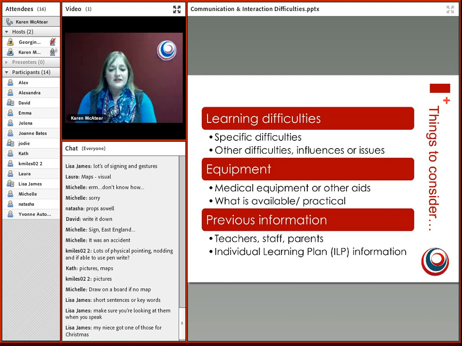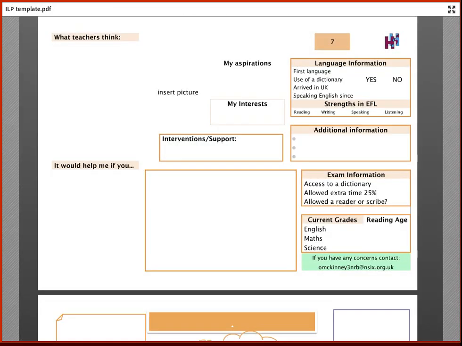Again, looking at previous information about that child, looking at what the teachers have previously documented about them, talking to staff, talking to parents, and looking at an individual learning plan, and then gathering your information to create your individual learning plan that you are going to use to work with that child. I've got an example which I think is a really good example. Hopefully, if I've operated this correctly, it will come up now. Yes, I'm hoping you can see that.